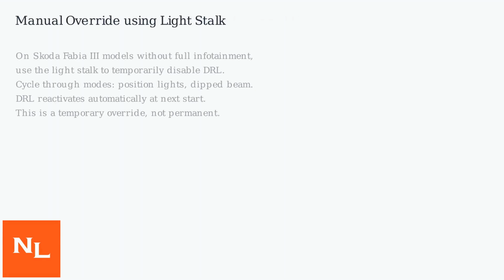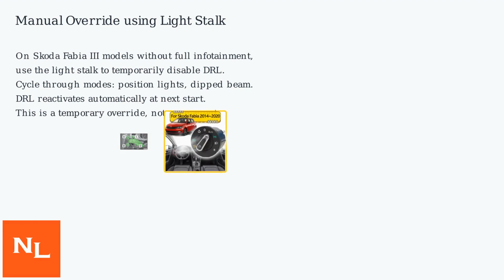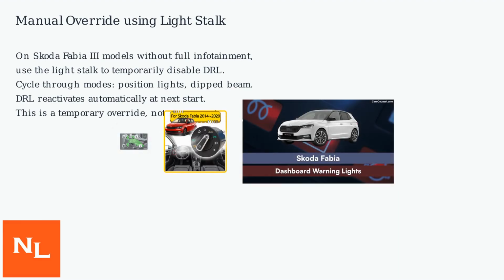On Skoda Fabia III models without a full infotainment system, you can use the light stalk to temporarily disable DRL. Cycle through the light modes, such as position lights or dipped beam. Note that the DRL will typically reactivate automatically the next time you start the vehicle. This method offers a temporary override, not a permanent disabling solution.